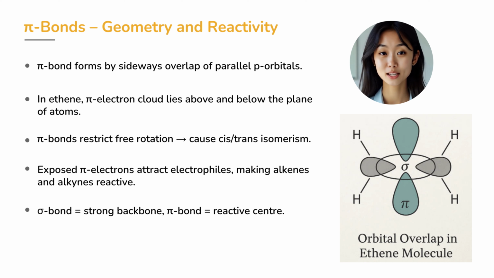Second, the pi electrons are exposed and loosely held, making them attack points for electrophiles. For example, bromine water gets decolorized by alkenes because the double bond electrons are so eager to react. Always keep this in mind. Sigma bonds are the backbone skeleton, while pi bonds are the hotspots of reactivity.